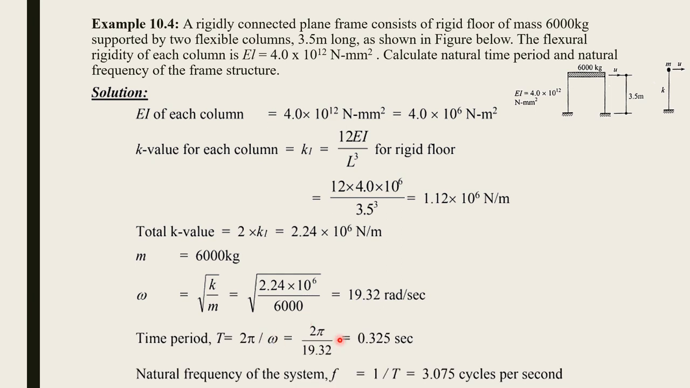For the time period, in the same way, 2 pi over omega, or you can use 2 pi times the square root of m over k, which gives 0.325 second. The natural frequency of the system is 1 over T, which is 3 cycles per second.